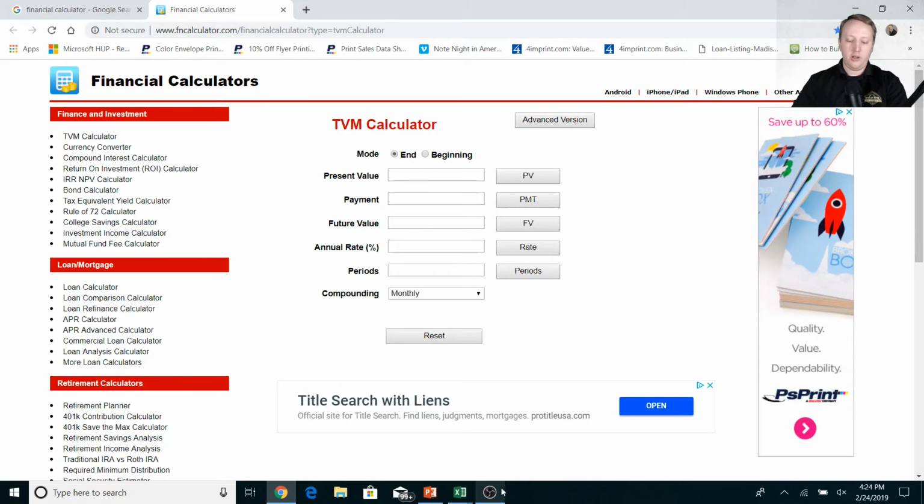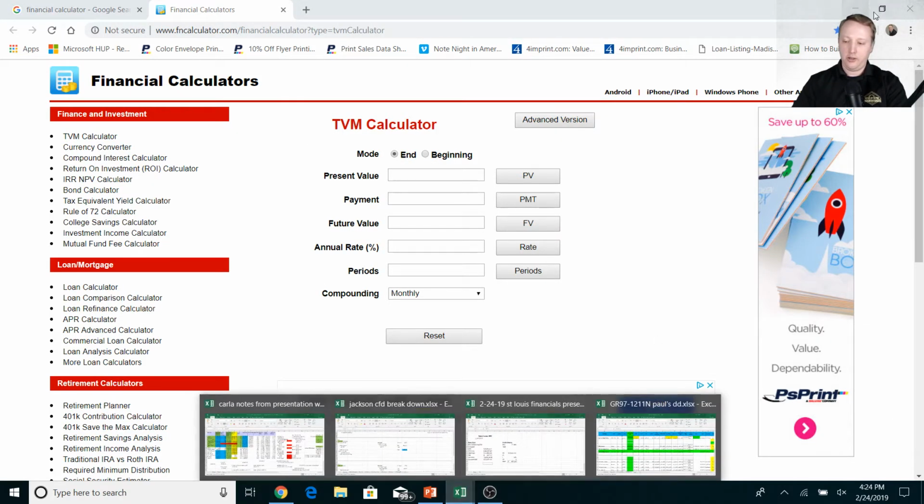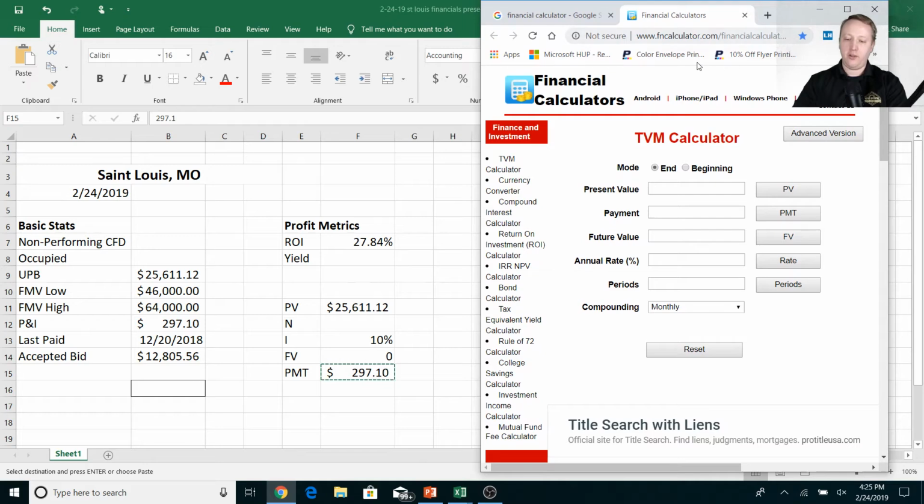All right, so let's start plugging these numbers into our calculator here. I've used this calculator before, financial or fncalculator.com, and it works fairly well. So the present value is going to be $25,611.12. The payment will be $297.10. Future value is 0. Interest rate is 10. And we don't know our period, so we calculate that.